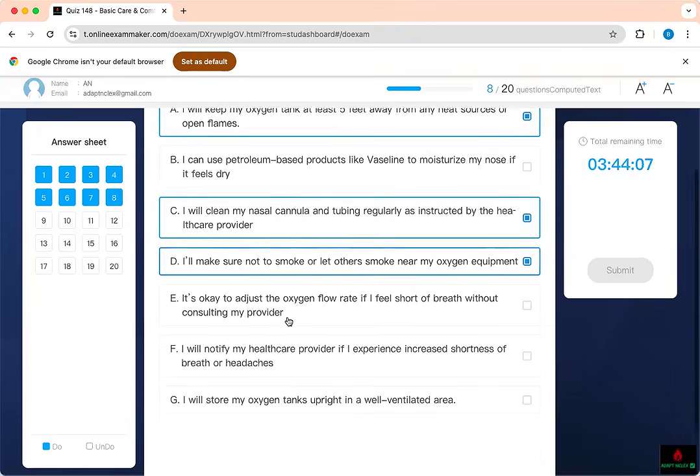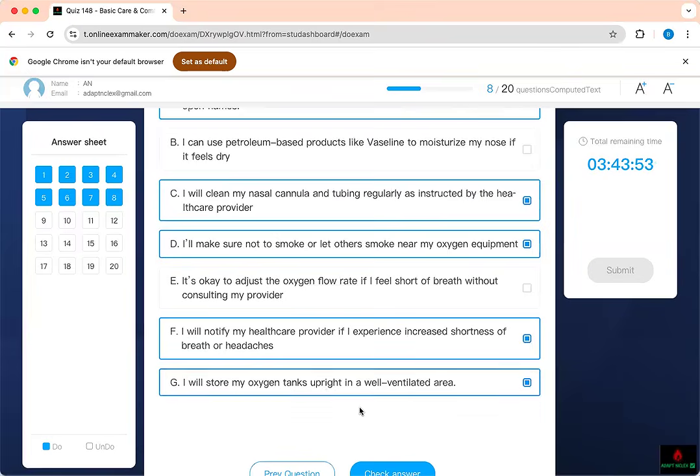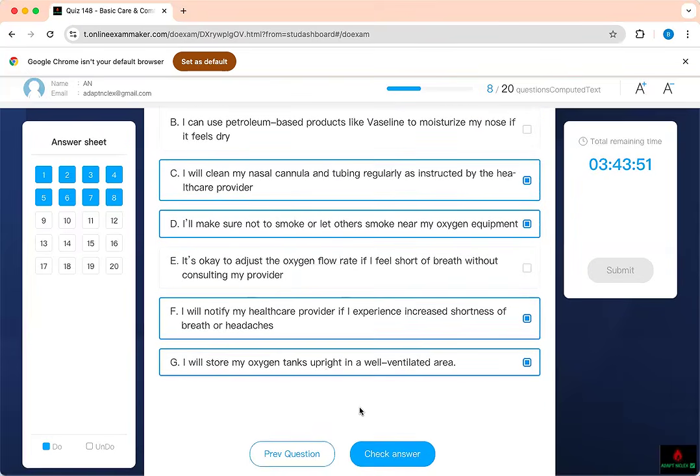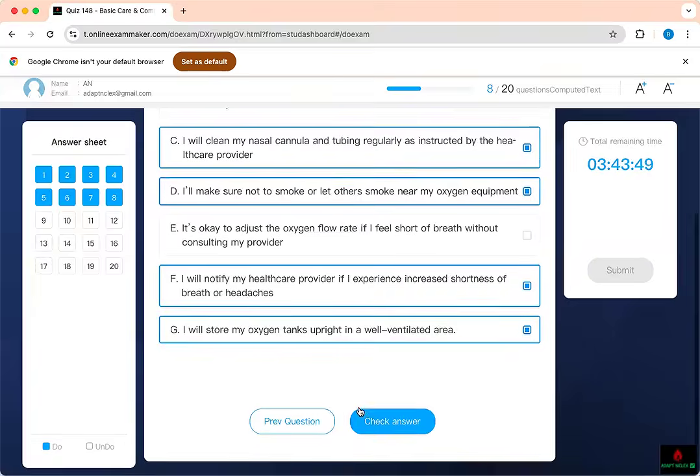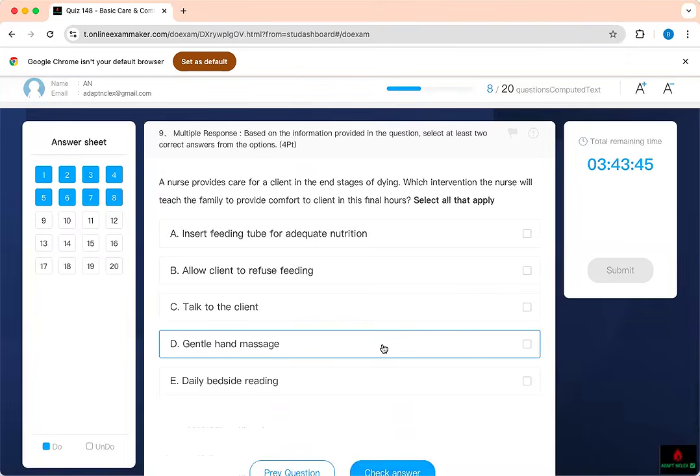You should never do that. You always call the doctor because too much oxygen can be toxic. "I will notify my healthcare provider if I experience shortness of breath." It's a good thing. "Install your oxygen in a well-ventilated area so that it doesn't cause fire." Please know about this oxygen therapy, fire, and everything. These are some of the things you teach the patient.